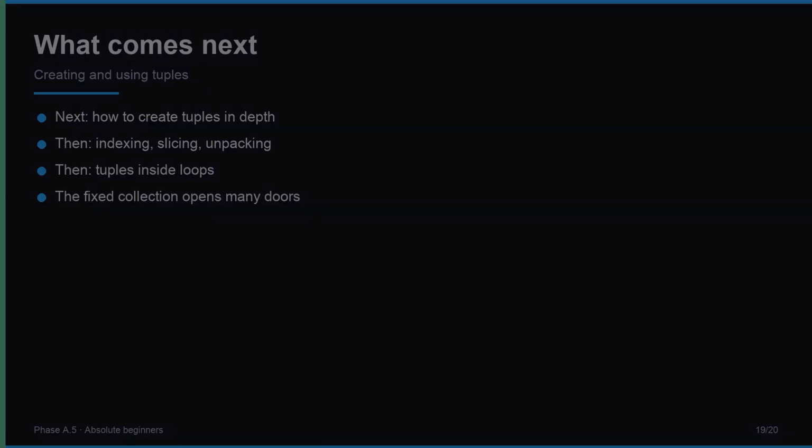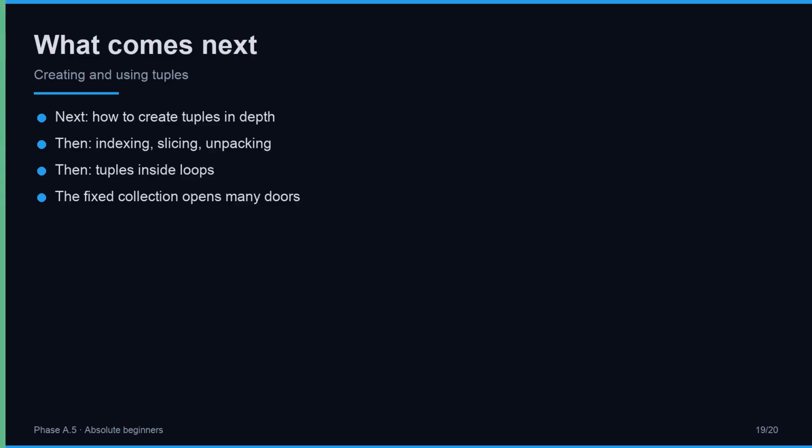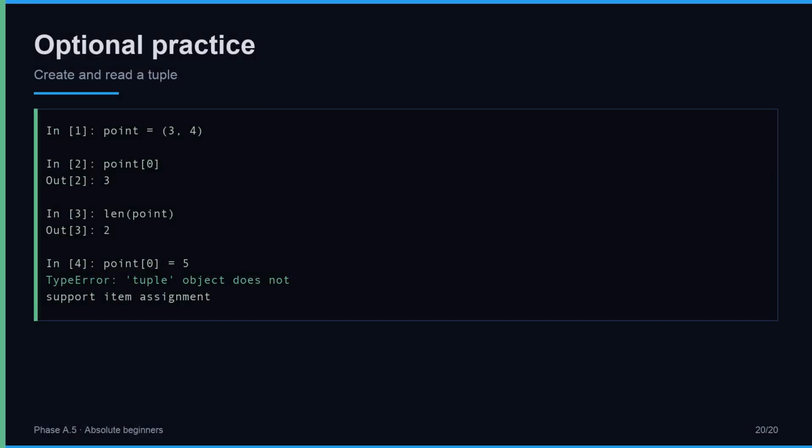Fixed is the point. Next lesson we go deeper into how to create tuples, including unpacking, swapping, and returning multiple values from a function. Then we explore indexing and slicing in more detail. Then we use tuples inside loops, and you will see them everywhere in real Python code. The fixed collection opens many doors. Today you learned what it is. Next you learn what it can do.